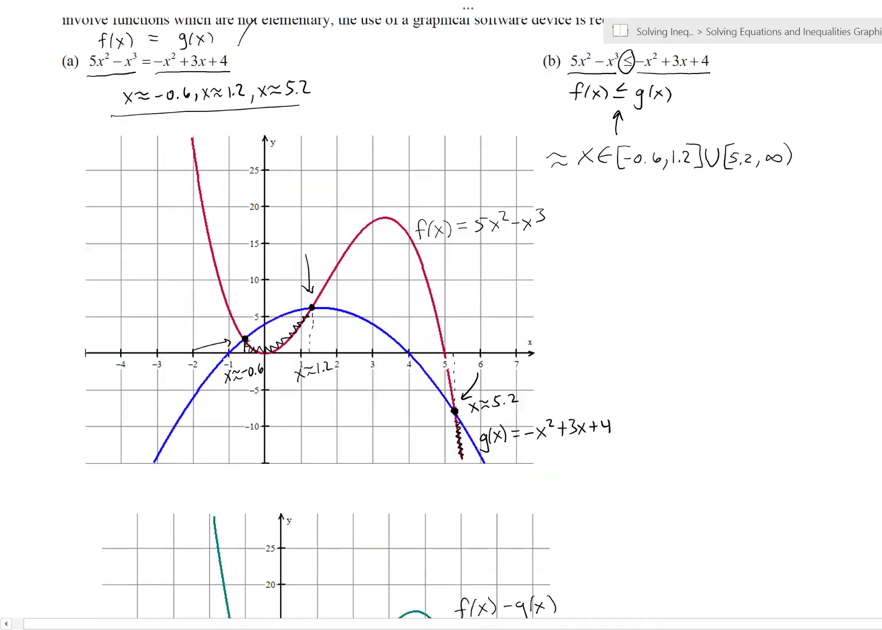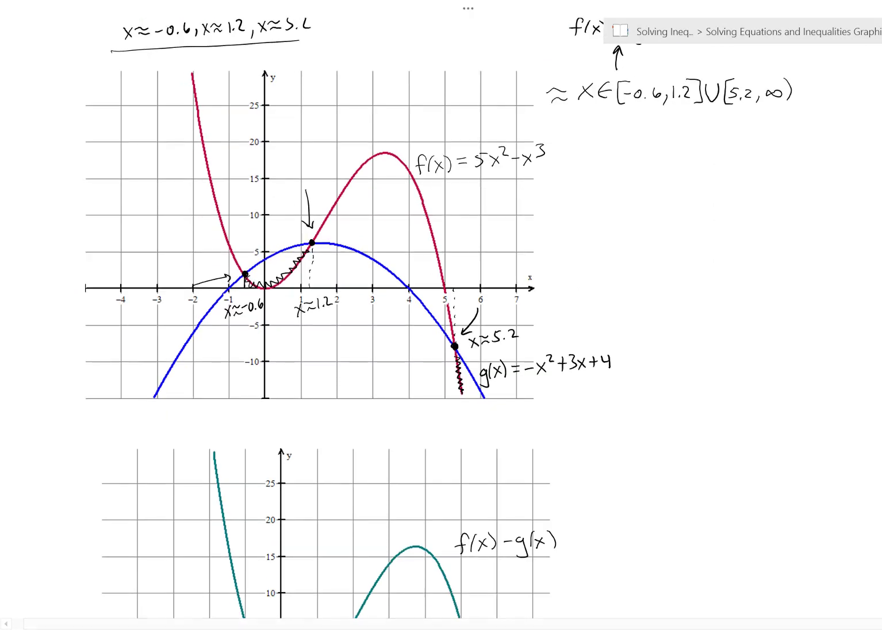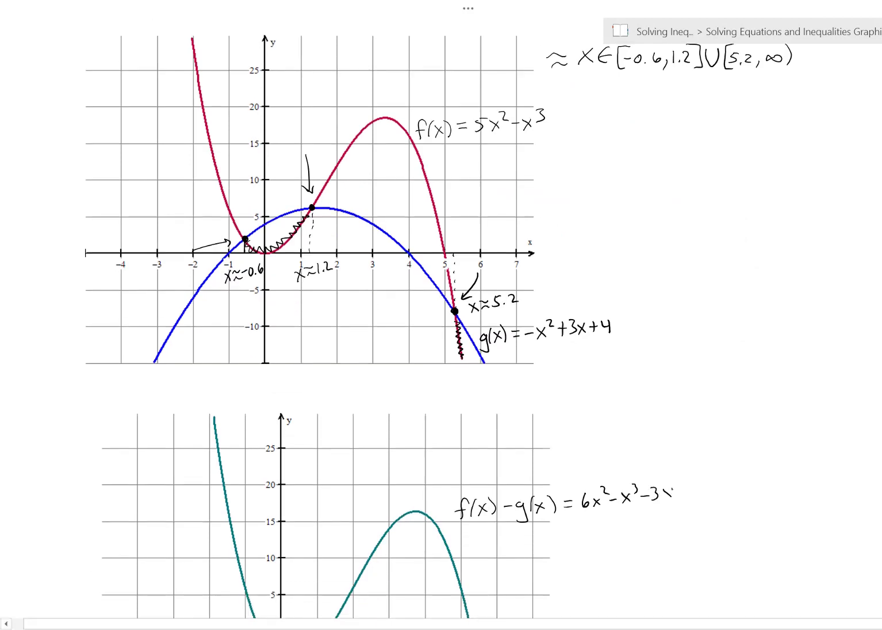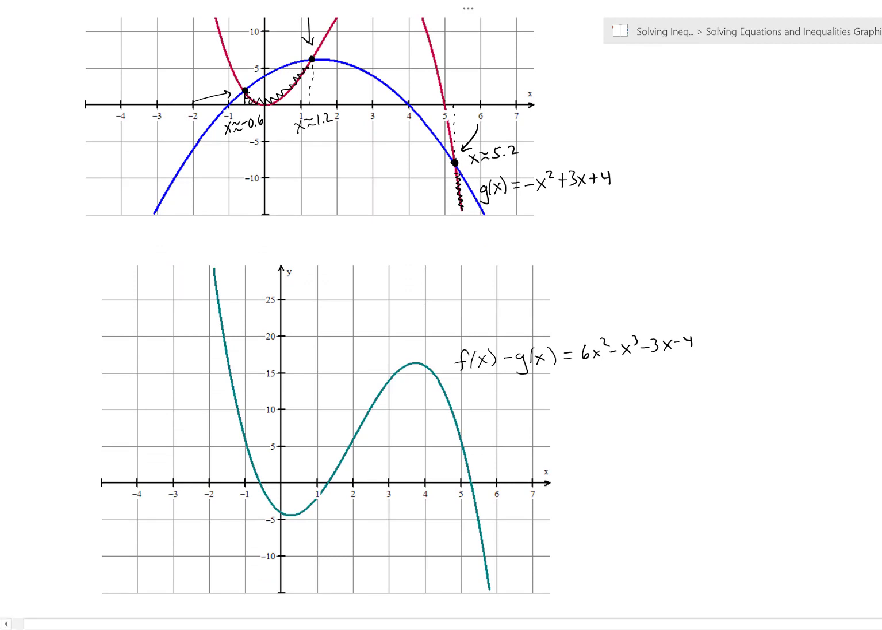So remember what that was. We had already figured that out up here. 6x squared minus x cubed, and then minus 3x minus 4. So we brought all the terms to the left-hand side. This thing better equal 0 at the same locations for which the two functions were intersecting originally. Remember, this is the alternative approach of getting everything on one side of the equation or inequality and looking at where it's above or below the x-axis.